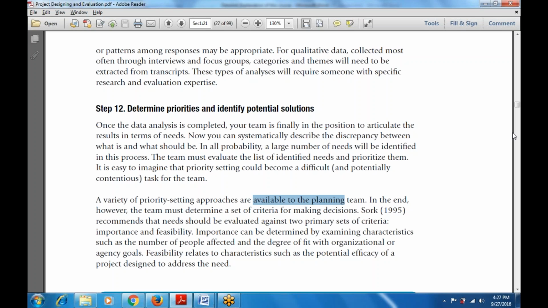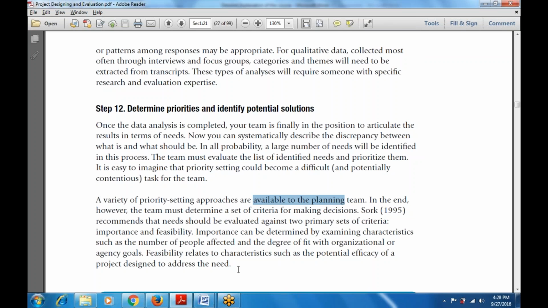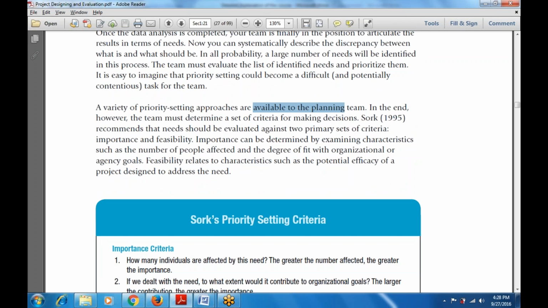Now, what are the two primary sets? They are importance and feasibility. Importance can be determined by examining characteristics such as the people affected, and the degree of fit with the organization, whether it fits with the organization or not. Feasibility relates to characteristics such as the potential efficiency of a project designed to address the need, analyzing whether addressing the need will have potential benefits for the project. So these are the priority-setting criteria.